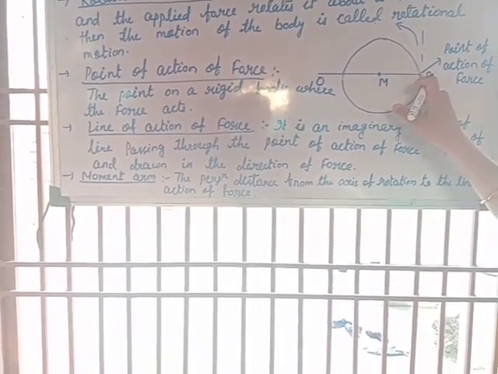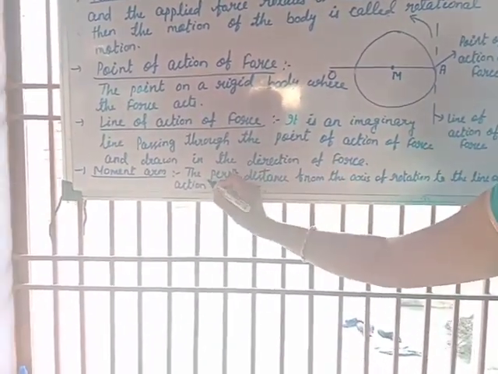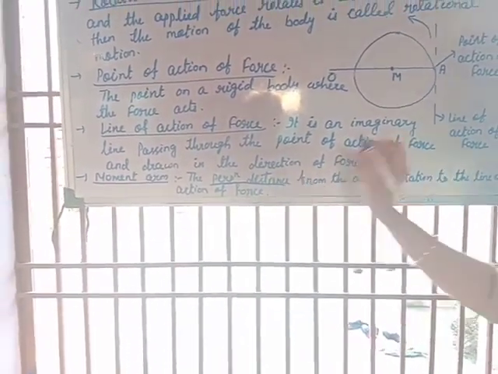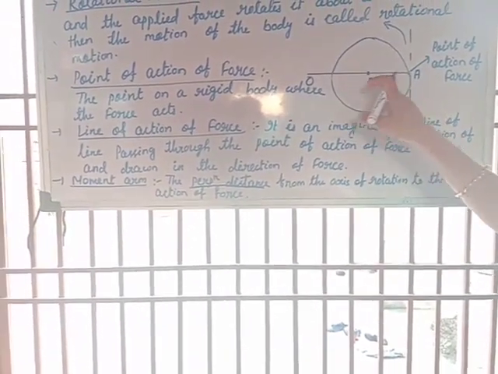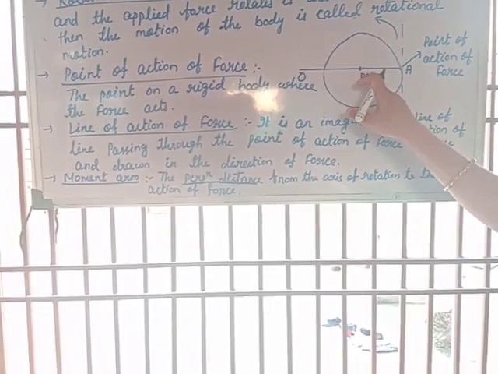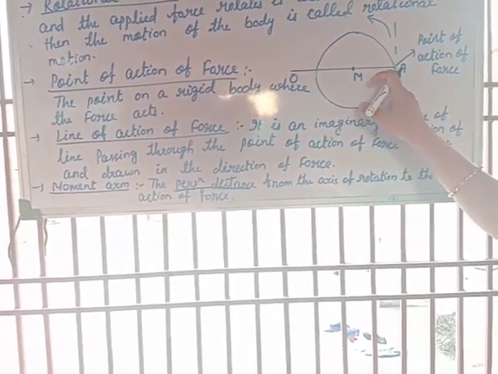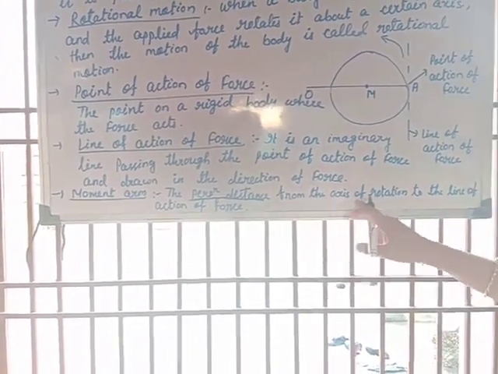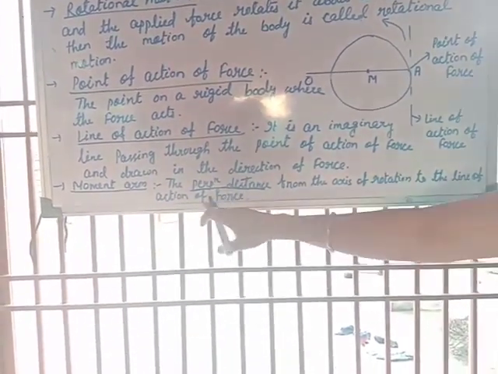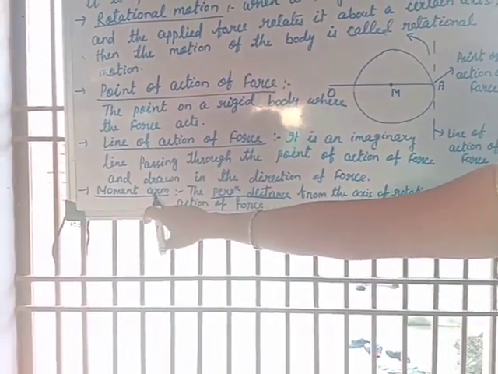This is the moment arm, a very important point: the perpendicular distance from the axis of rotation to the line of action of the force. This is known as the moment arm. Again I am telling you, the main point is that the perpendicular distance from the axis of rotation to the line of action of force is known as the moment arm.